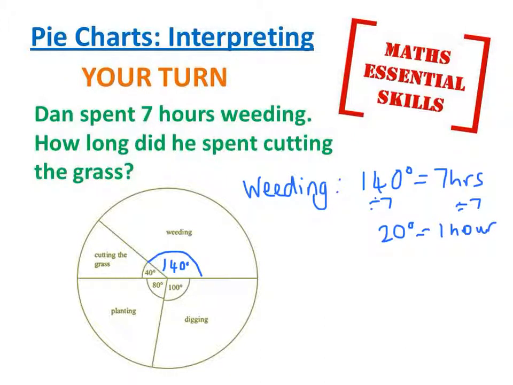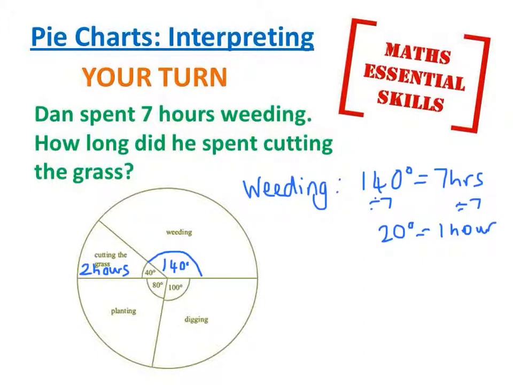So if 20 degrees is 1 hour and Dan spent 40 degrees cutting the grass, we know that 40 degrees will be 2 hours, because if 1 hour is 20 degrees, 2 hours will be 40 degrees. And I'll write that on the pie chart so you can see where I've got that from.